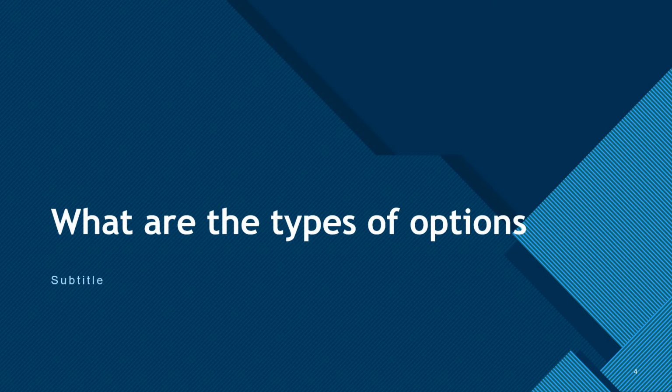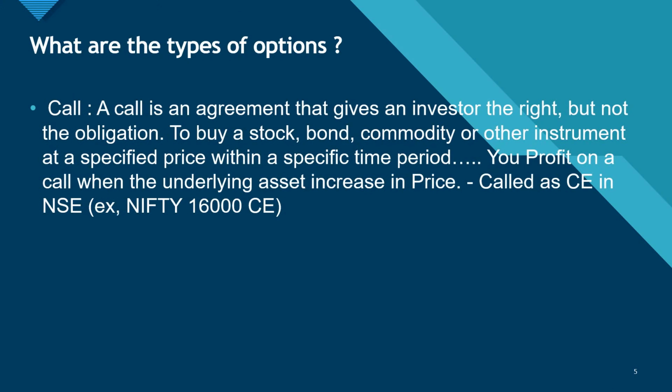Now let's get into the second part. What are the types of options? There are two types of options. One is a call option and another one is a put option. So what is a call option? If you buy a call option, you have a view that the underlying asset or the stock may increase in value.